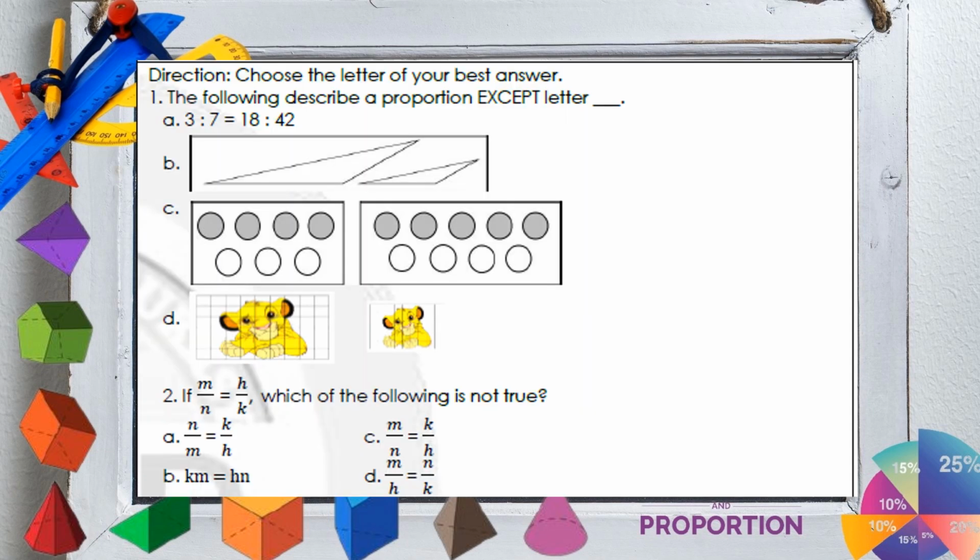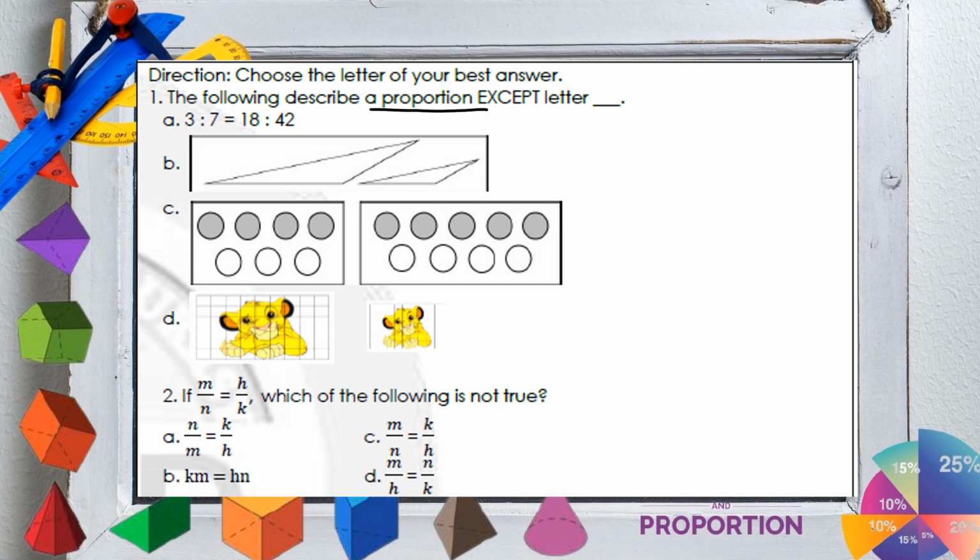So for our assessment, again, we have 5 multiple choices. So for number 1, the question is just asking which of the following do not describe a proportion. Alin ba dyan yung halos hindi naman equal? So this is an example of different kinds of proportionality. Which of them is not a proportion?